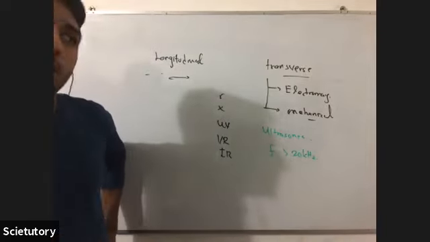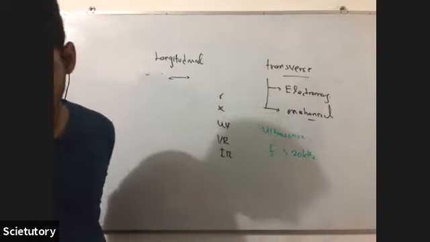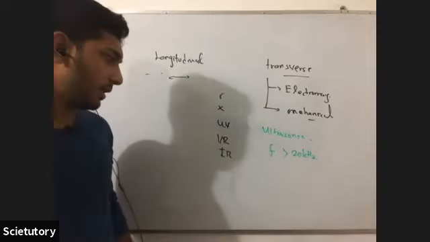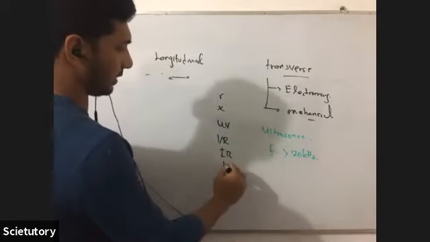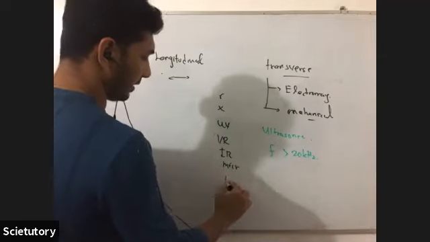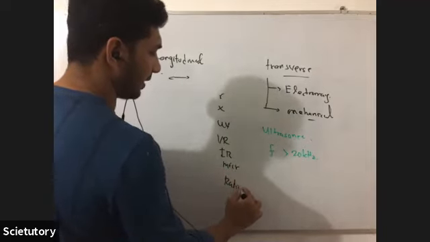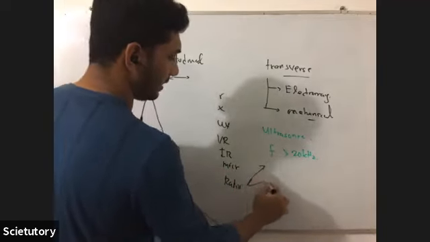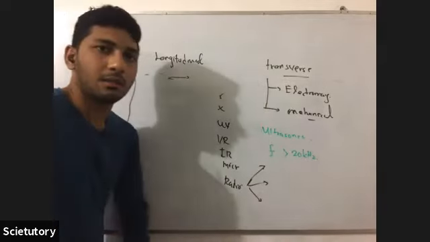Then microwaves. Microwaves are below IR. Radio waves are below micro. Here you get micro, here you get radio. What are the types of radio waves you know? There are three types. What are those?